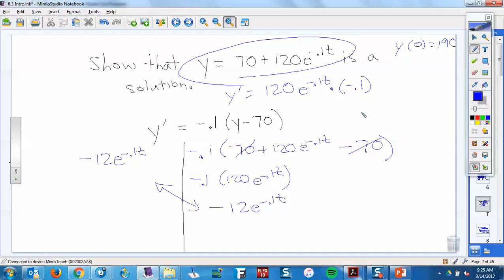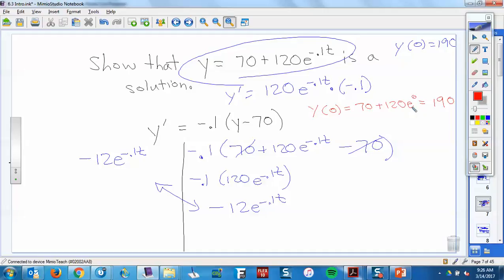And then also in red here, we would have to plug in our 0. So we plug in our 0 here, we would get 70 plus 120 e to the 0, which of course is 190 because e to the 0 is 1. So 70 plus 120 does equal 190. So we'd have to have both parts of that to verify that it is actually the solution. Okay, so that is the solution because it fits the initial condition and it fits the differential equation.